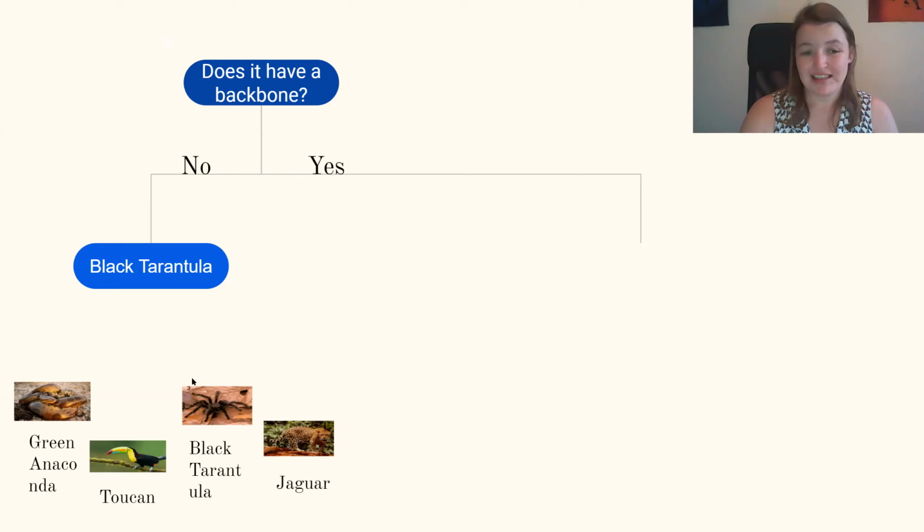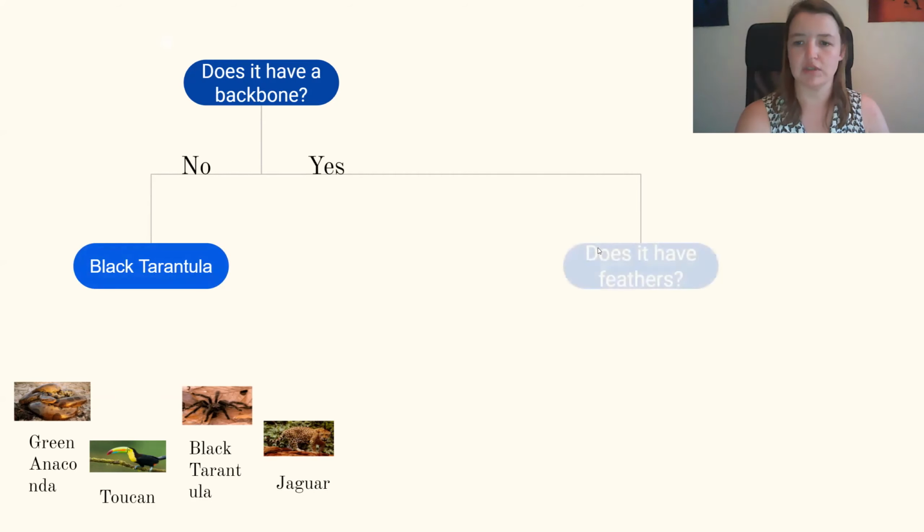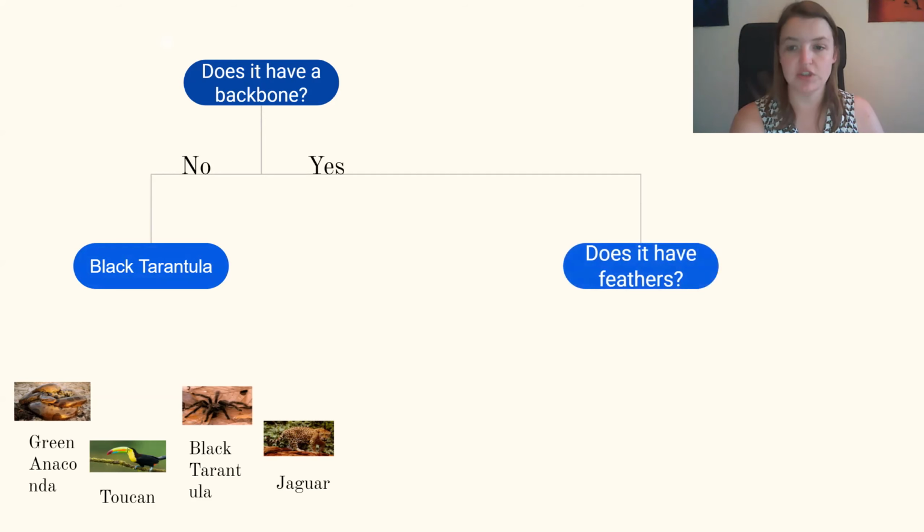I need to think about the fact that I couldn't write all 3 animals on this next one, so I need to choose another question that's going to separate these animals out. So the next question I thought I'd use was, does it have feathers? Now I'm separating my toucan, which has feathers, and my jaguar and my anaconda out. So again, I have my no and yes lines.